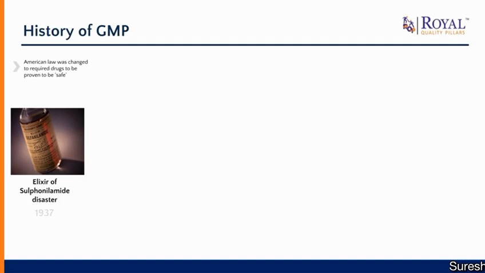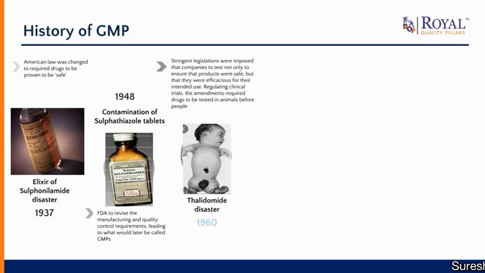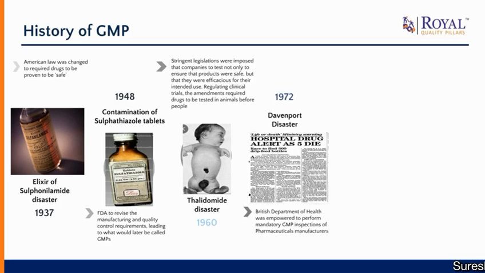In 1937, the elixir of sulfanilamide disaster led to changes in US law requiring drugs to be proven safe. In 1948, after contamination of sulfathiazole tablets, the FDA revised manufacturing and quality control standards, laying the groundwork for GMPs. By 1960, further disasters prompted even stricter regulations, including testing drugs for efficacy and safety, first in animals, then in people. In 1972, following Davenport disaster, the British Department of Health made GMP inspections mandatory for pharmaceutical manufacturers.